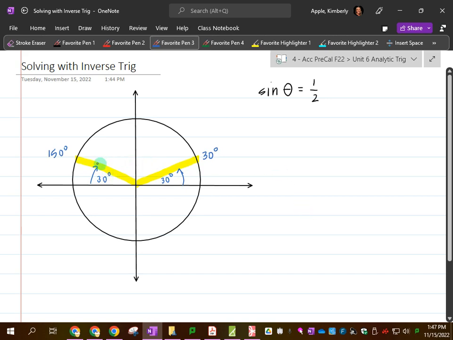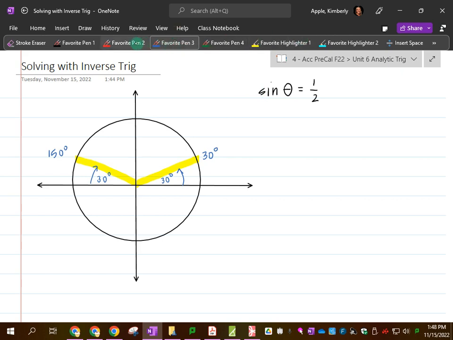So the pattern for sine is that your solutions are going to be symmetric across the y-axis, right? If you're looking for another angle that will give you a particular value for sine, at this point you should understand that if you find this one, you should immediately go over here to find the other one. And if you're down here, you should immediately go over here because they are symmetric across that vertical axis, right?